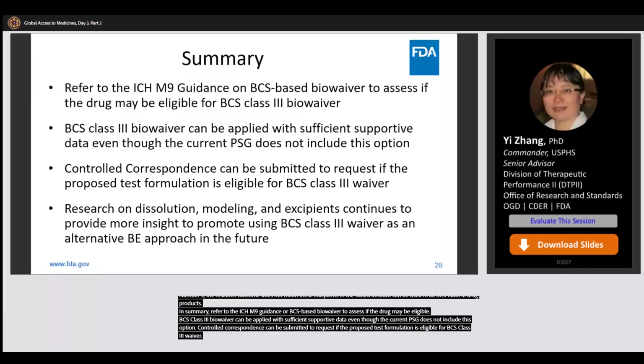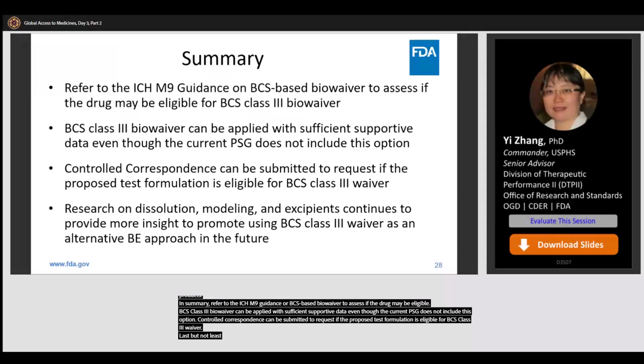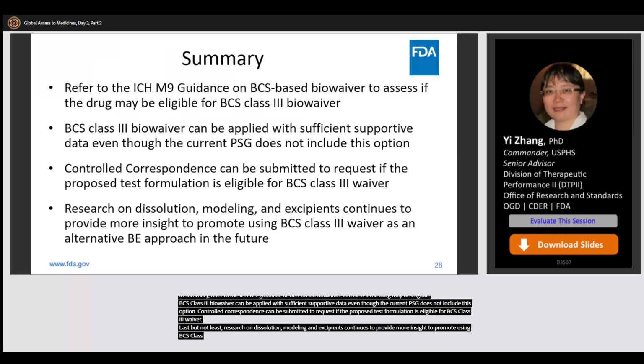Last but not least, research on dissolution, modeling, and excipients continues to provide more insight to promote using BCS Class 3 Biowaiver as a surrogate for in vivo bioequivalence study, in other words, alternative bioequivalence approach in the future.